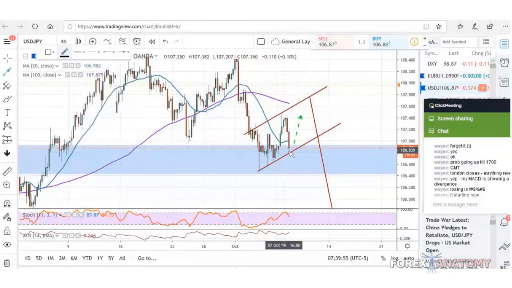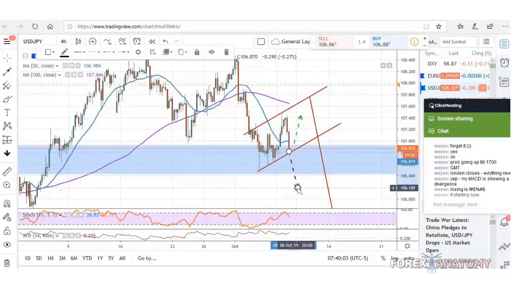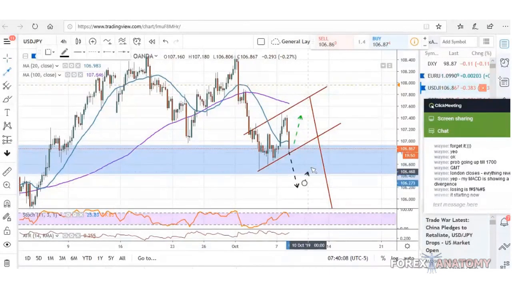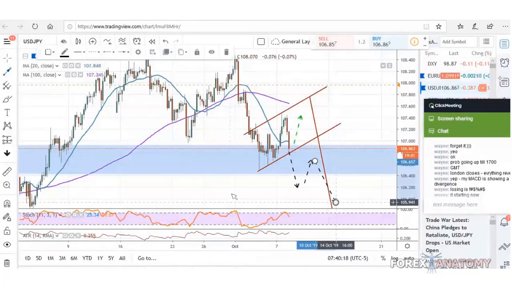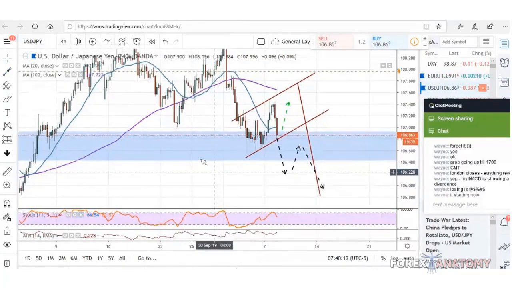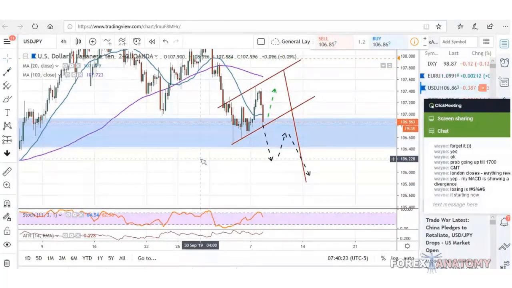let's just say that we get a break of this zone right here. Price breaks and closes below this zone. Then what was once support in this area will now function as resistance. So you wait for price to retrace, to retest the zone, and then look for a selling opportunity from there. So right now we're in this valley of indecision, you could say, and we just need to wait and see what happens.